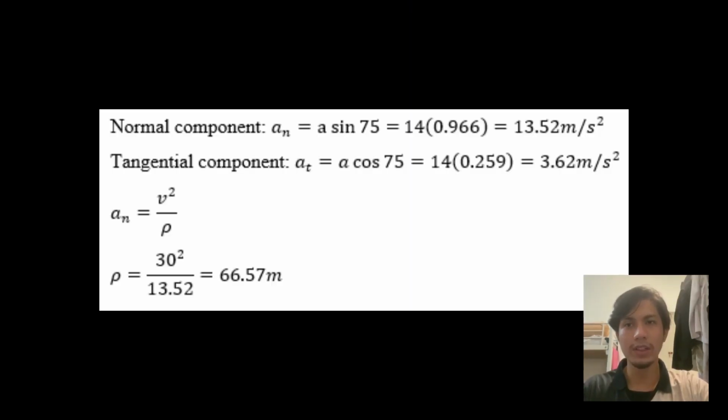The solution for this question is very easy. We must find the normal and tangential components. The normal component is AN equals A sin 75, equals 14 times 0.966, equals 13.52 meter per second square.